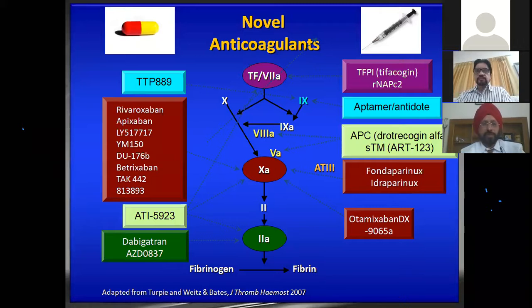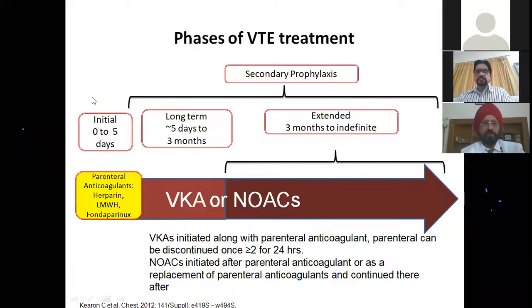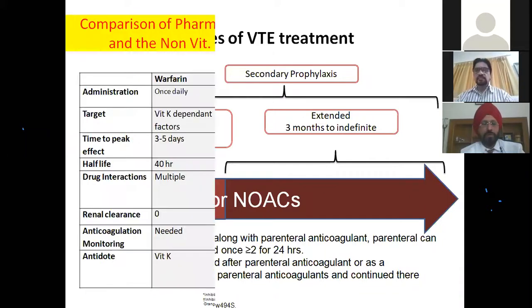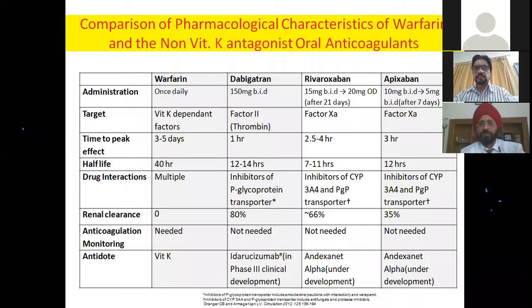So that's how we treat them. Initially, 0 to 5 days, we give them parenteral anticoagulant, heparin, low molecular heparin. And then we switch over. Earlier, we used to switch over to vitamin K antagonist. Now we switch over to novel or direct anticoagulants. So which are these? Dabigatran and rivaroxaban are the most commonly used. There is a risk of bleeding, and at the moment only dabigatran has an antidote.